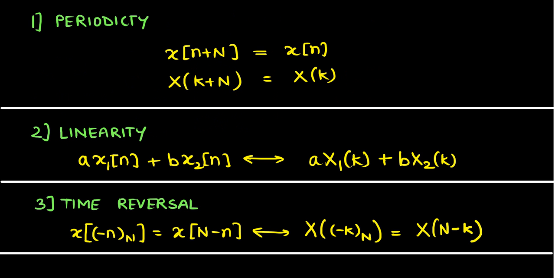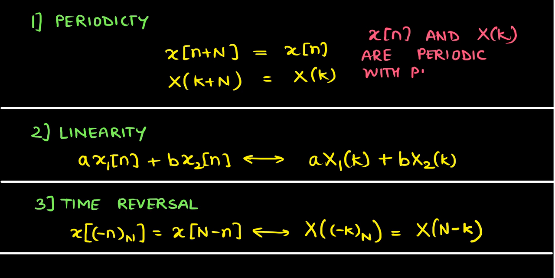So the first property which we had seen already was the periodicity of x of n and x of k, and we had seen that x of n plus capital N is equal to x of n and x of k plus capital N is x of k. So we had seen that both x of n and x of k are periodic with period N.